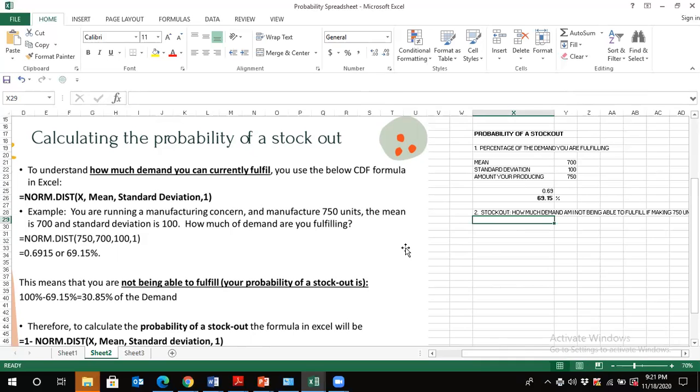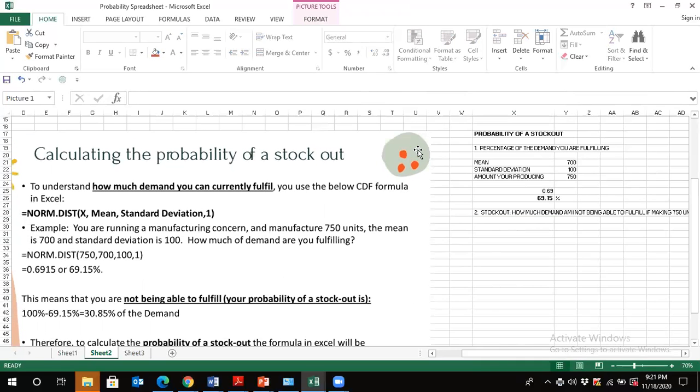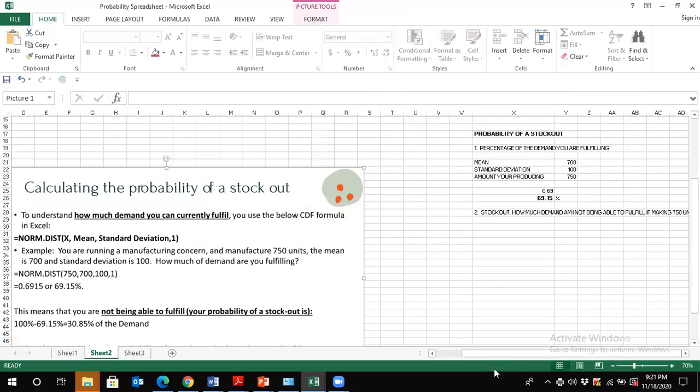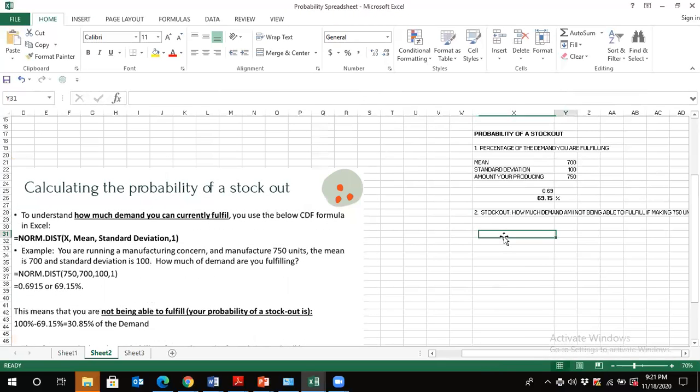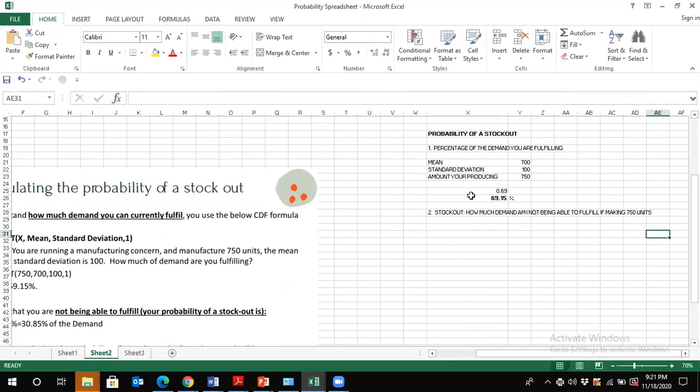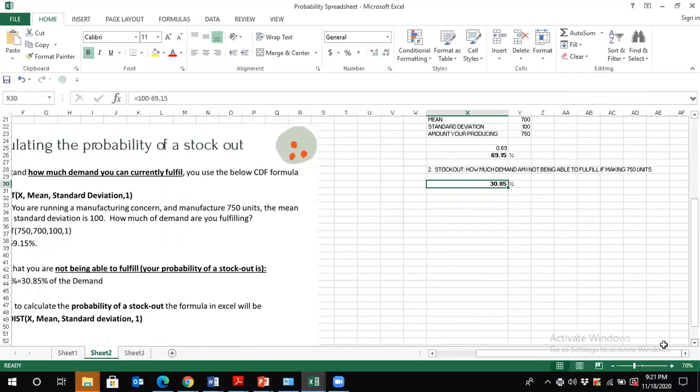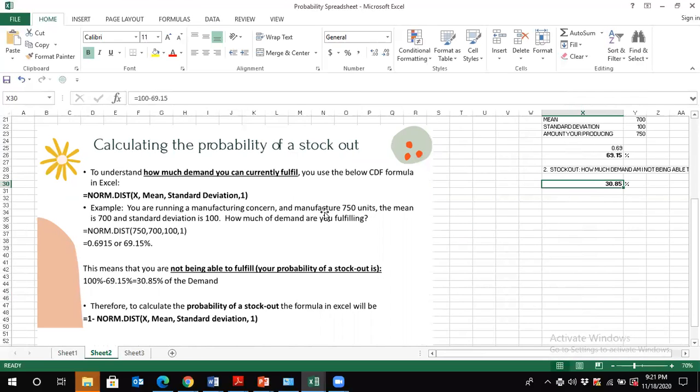Now, that's pretty straightforward and simple. And the reason I say that is that if you are being able to fulfill 69.15%, you are not being able to fulfill 100 minus 69.15, which is 30.85%. And I'm going to just show you the slide. It will give you the exact same value as I've just shown in Excel.